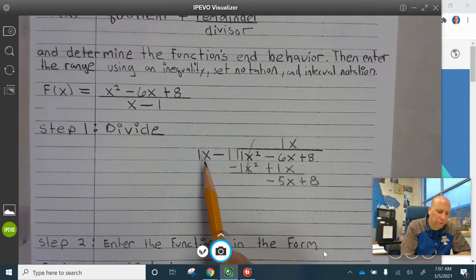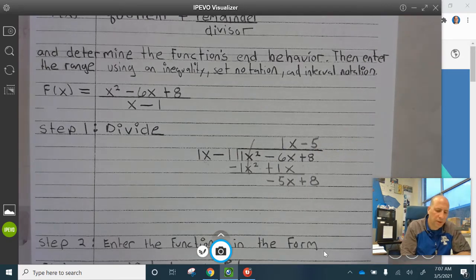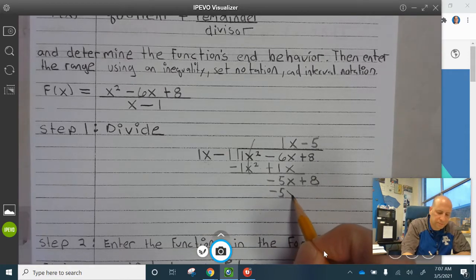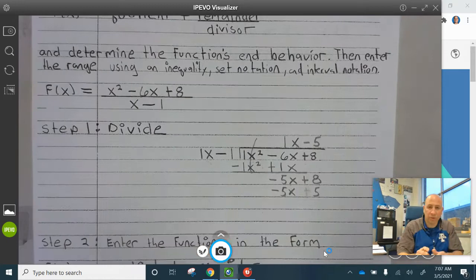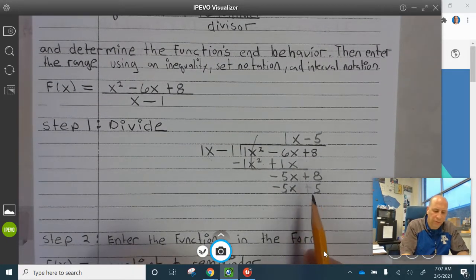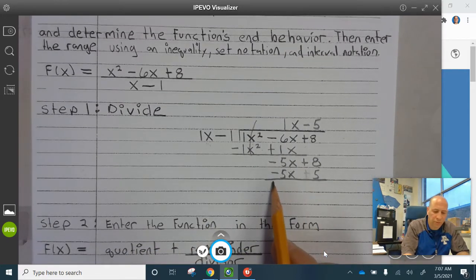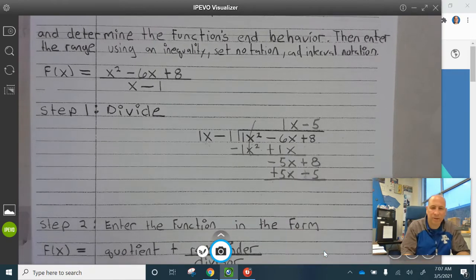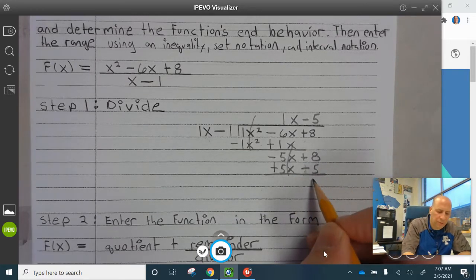Now you ask yourself, what do you multiply 1x by to give you negative 5x? Okay, so negative 5 times 1 is negative 5x. Negative 5 times negative 1 is a positive 5. And I wrote the plus, but you don't want to do that, and I'll show you why. Okay, you just want to leave the positive 5 without the plus sign, because you have to subtract. When you subtract this, it becomes positive, and when you subtract a positive, it becomes a minus. So you want to leave that space open so you can put the minus. Those cancel. 8 minus 5 is 3.